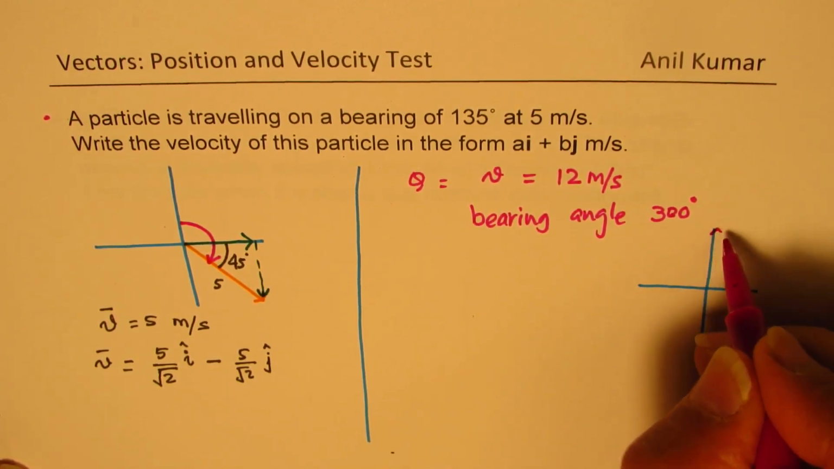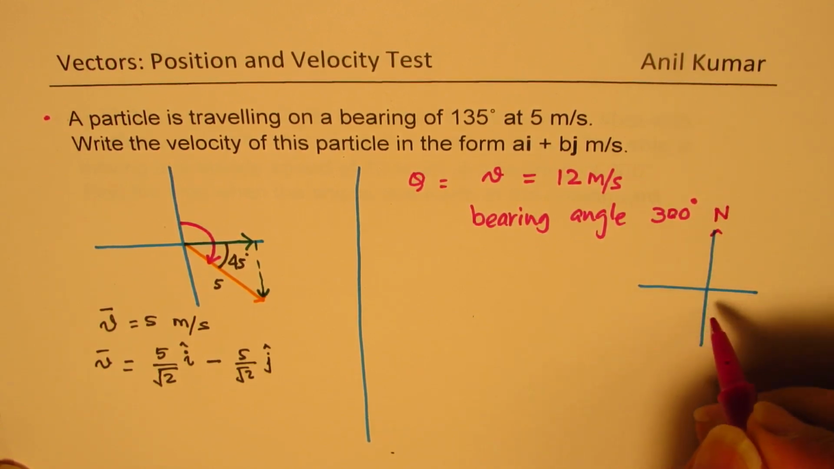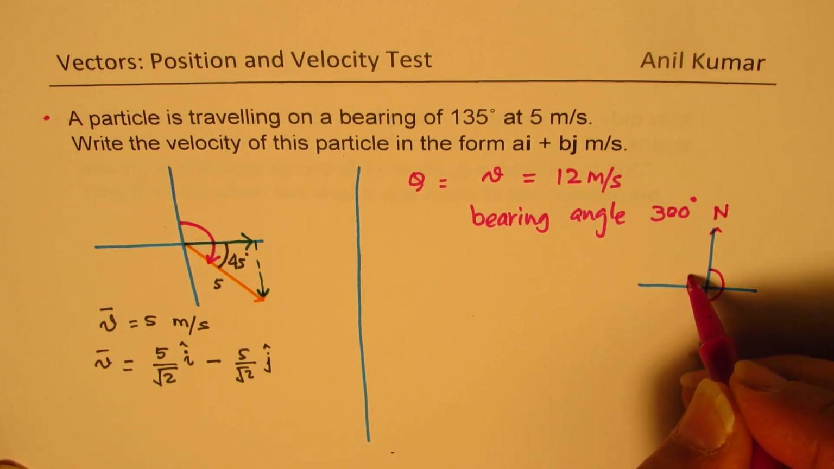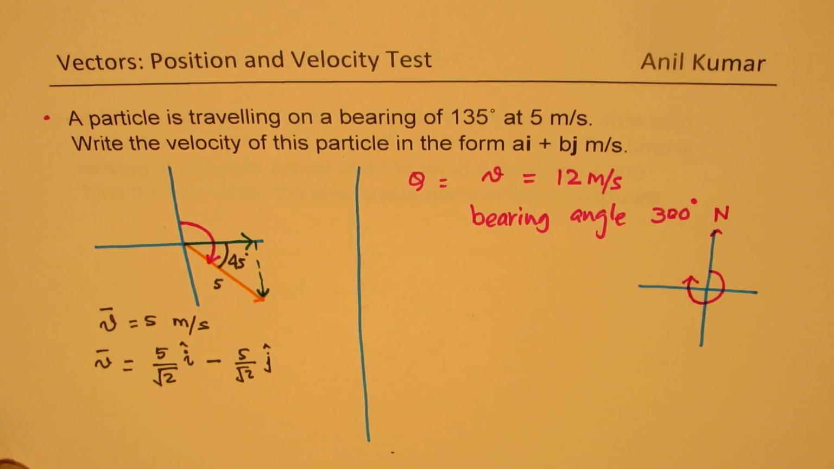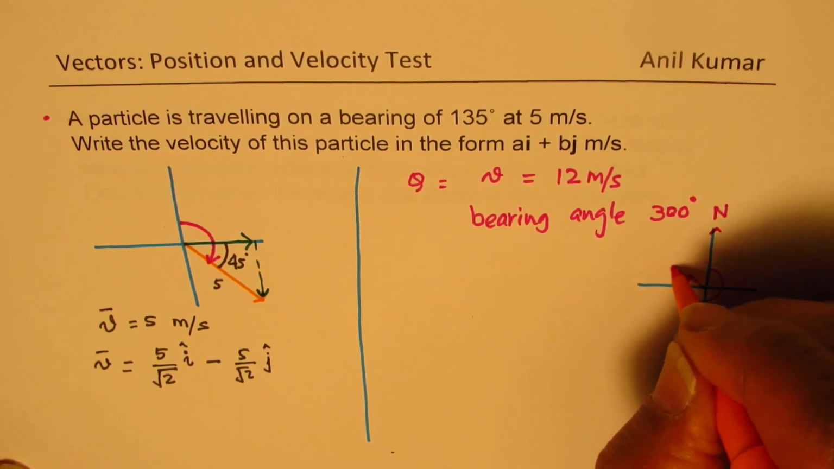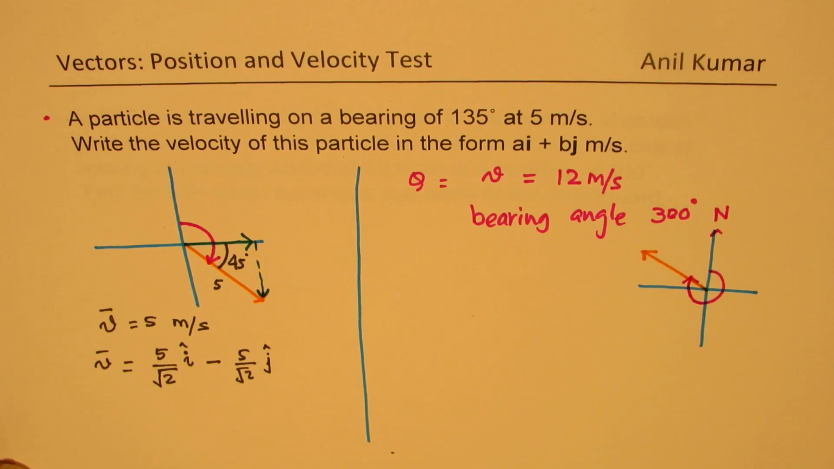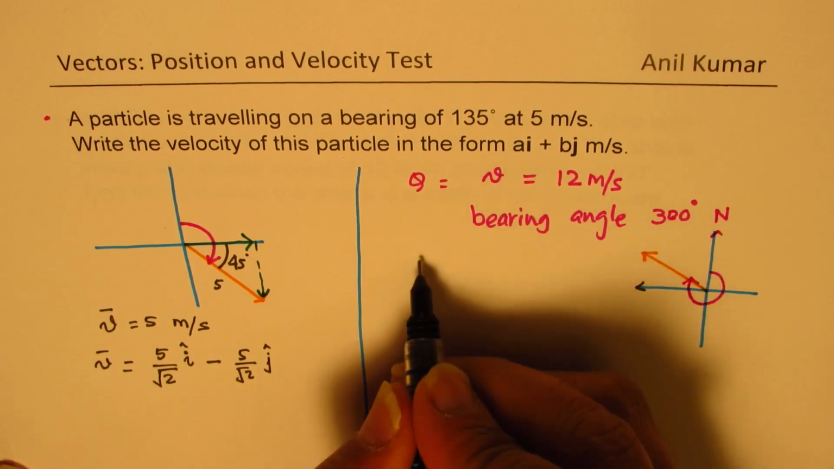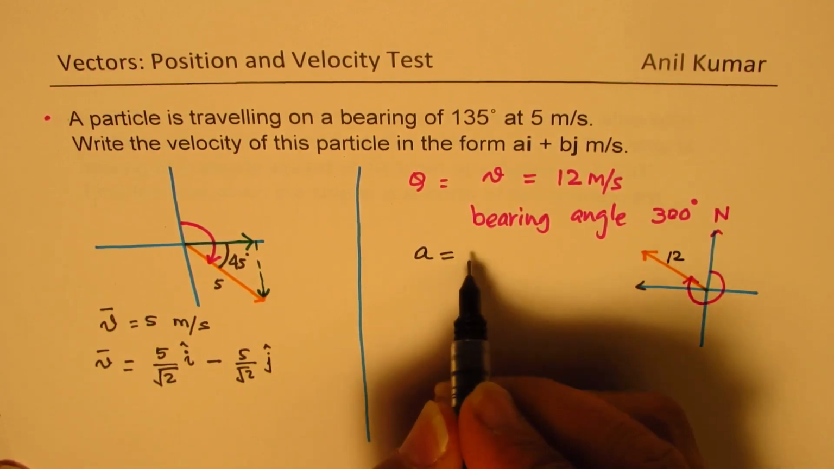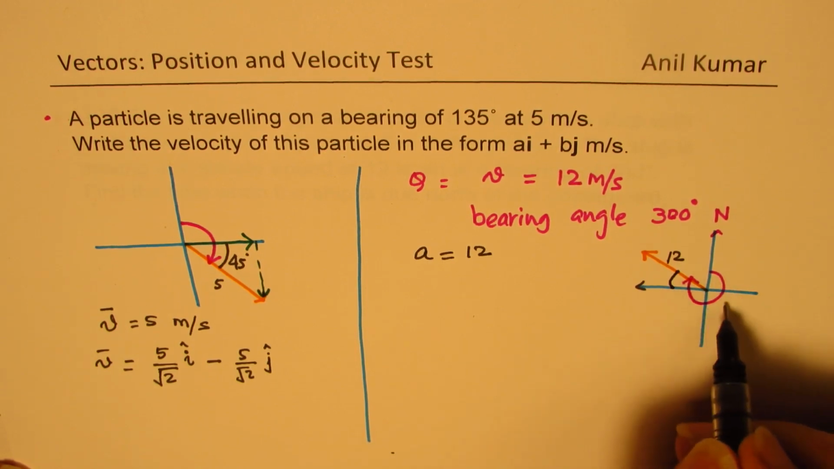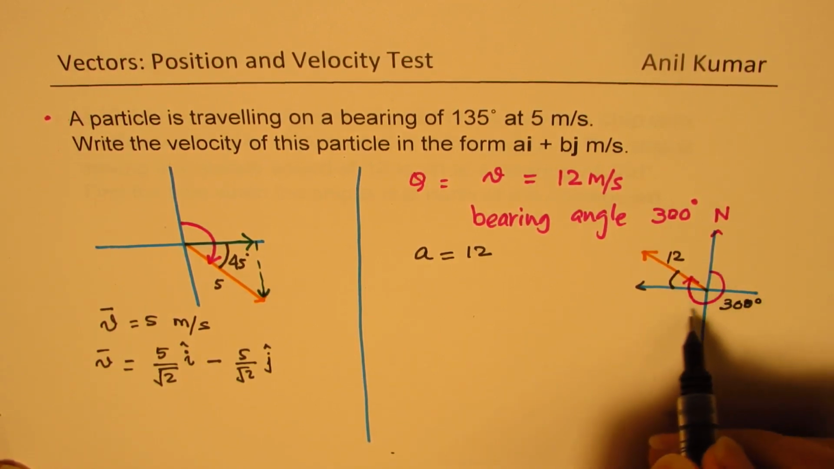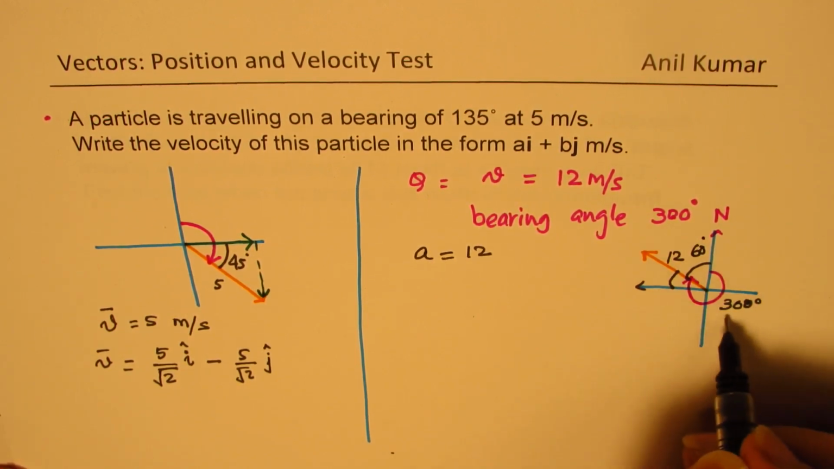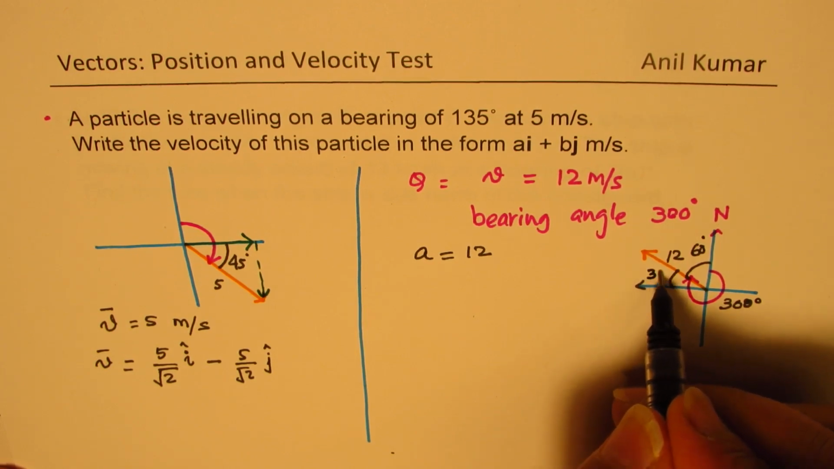Okay, so we are always measuring bearing angle from north, moving clockwise. So 300 will take us to this position, right? 60 less than 360, and finally we come in quadrant 2. So in this particular case, the i component is going to be negative, and we can write a as equal to 12, and this total angle is 300. So this angle here is 60 degrees, 360 minus 300. So we came to 30 degrees.